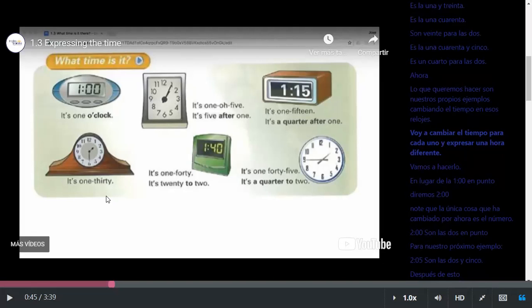5:30. Muy bien. Para las 1:40 vamos a decir it's 1:40. Forma normal, it's 1:40. Así como usamos acá la preposición after para pasada la hora, acá vamos a usar before, o podemos usar to. Podemos decir it's 20 to 2.